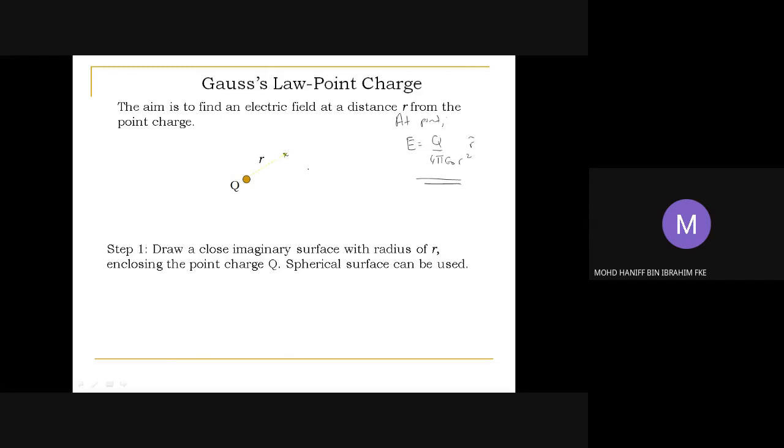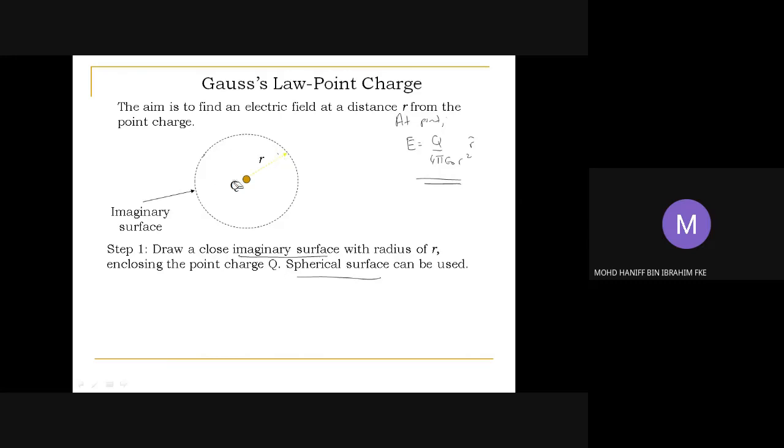Your imaginary surface that can be applied here is a spherical surface. Why a spherical surface? I'm going to explain that later, but for the time being, we just accept that the spherical surface can be applied. The details will be explained later, don't worry. So we have a closed surface which will look like this. Sorry, I need to erase this to avoid any confusion. That is your closed surface as sketched here, passing through the point of interest.